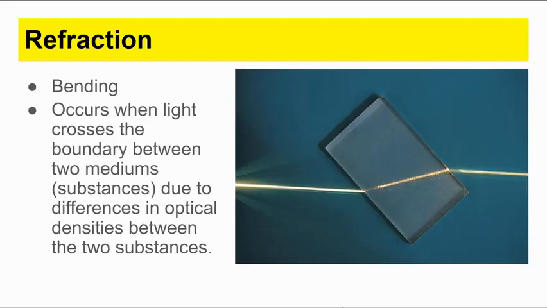Snell's Law looks at refraction, or the bending of light as it changes from one medium into another due to changes in optical density. So we can see this green laser light as it travels through the air is going in a perfectly straight line. But as it changes medium and enters the acrylic block, it gets bent or refracted. And then as it exits the acrylic block back into air, it's bent and refracted again.